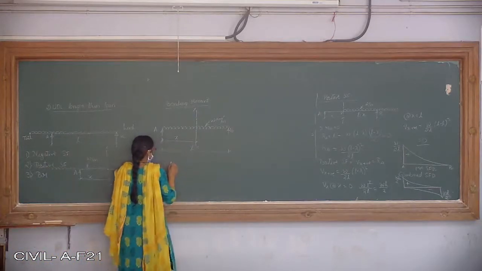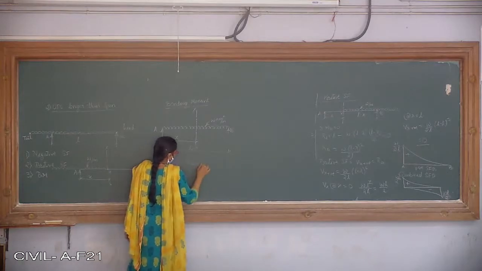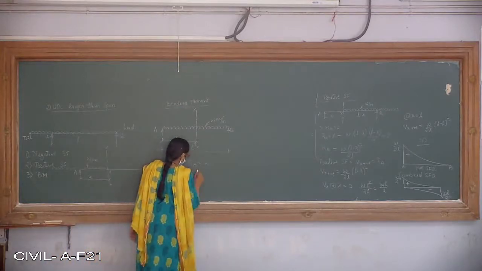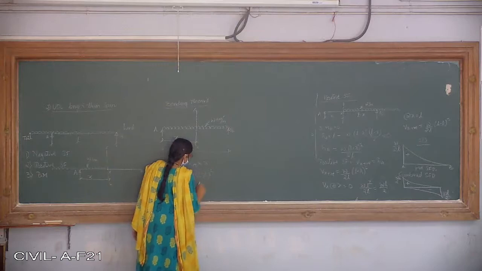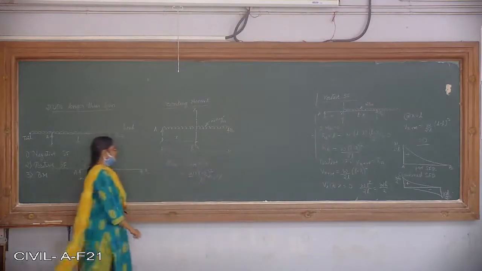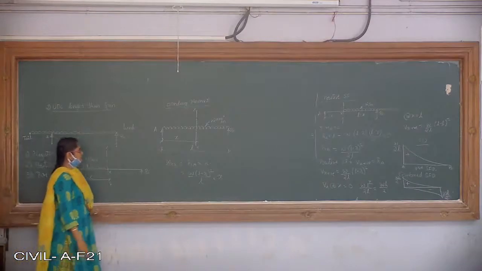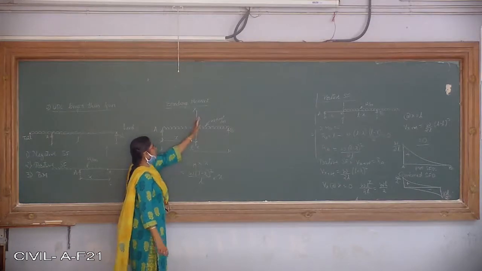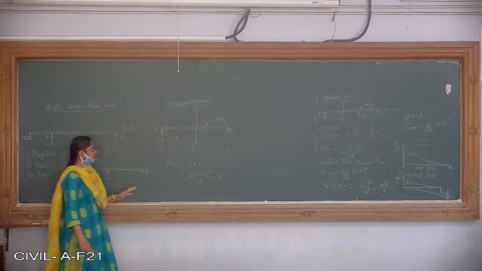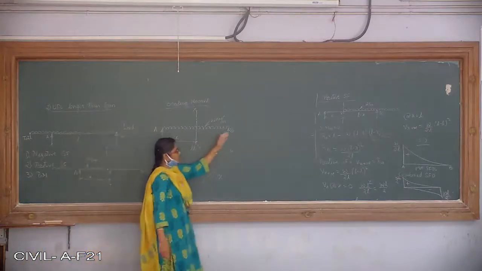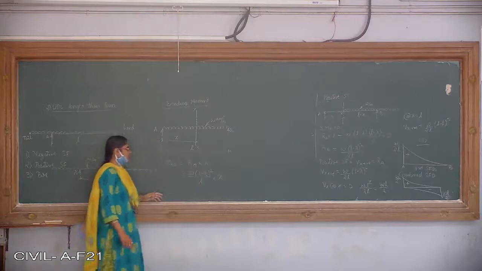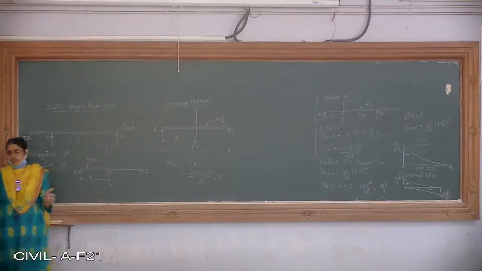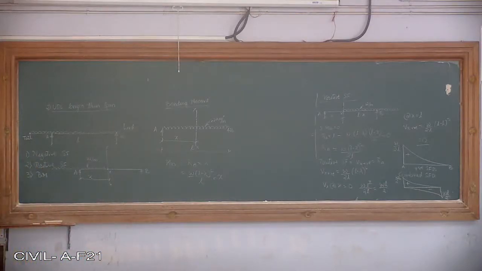What would be the expression for Mxx? Ra into x. Right? What is my Ra? W into L minus x whole square by L into x. Right? This is the bending moment at the section xx. So as the load is placed throughout the span, this is the value of Mxx. Now if I want to find the location of maximum bending moment, what do I do? Again, you have to differentiate with respect to x.